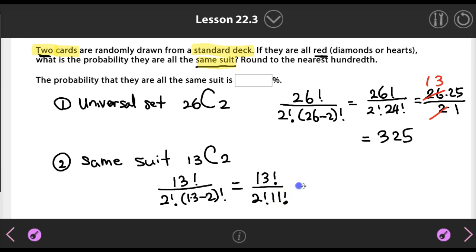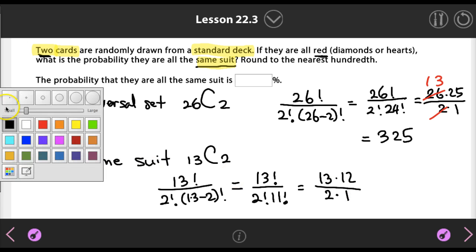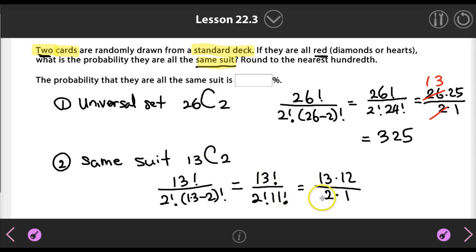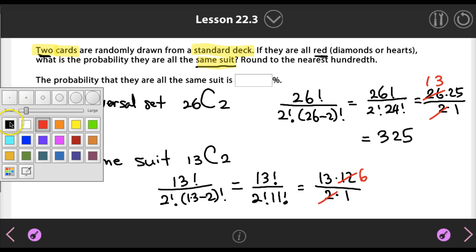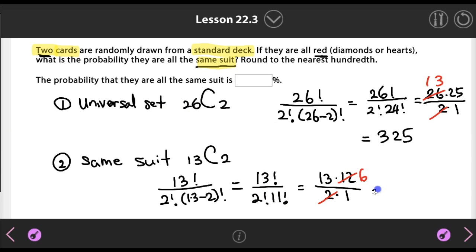Same thing, I'm just going to put 13 times 12 because starting from 11, 10, 9, 8, all that stuff is going to be canceled out with this one, 11, 10, 9, 8, all that, okay? Over 2 factorial is still left, right? So I'm going to put 2 times 1. And we all know that 2 goes into 12 6 times. Okay, so there you go. What is 13 times 6? That will be 78.